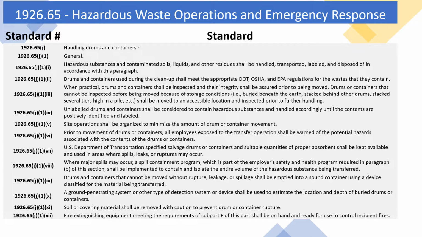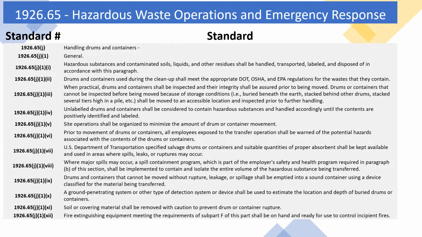1926.65 J. Handling drums and containers. 1926.65 J1. General. 1926.65 J1 1. Hazardous substances and contaminated soils, liquids, and other residues shall be handled, transported, labeled, and disposed of in accordance with this paragraph. 1926.65 J1 2. Drums and containers used during the cleanup shall meet the appropriate DOT, OSHA, and EPA regulations for the wastes that they contain.